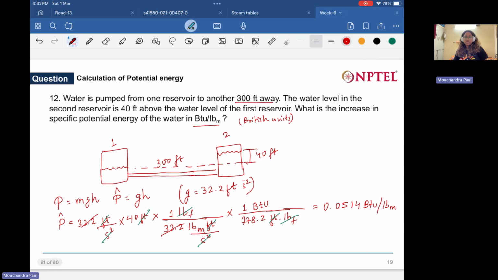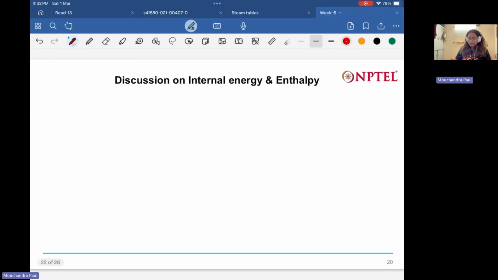The only tricky thing was to do this problem in terms of British units, because we are not well habituated or well trained in doing calculations in British units. We are more accustomed to SI units, right? So I'll quickly discuss a few important points about internal energy and enthalpy.